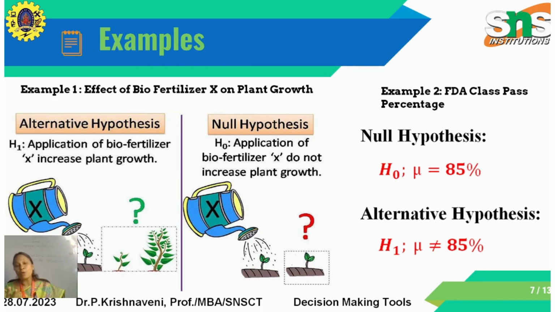This is based on the qualitative statement. Likewise, if I would like to formulate my hypothesis in mathematical terminology, obviously my null hypothesis is mu equal to 85%, and the alternate is mu not equal to 85%. The null hypothesis says that the average marks scored in class A in the FDA course is 85%. Not 85% is my alternate hypothesis. This is where we have to formulate our hypothesis.